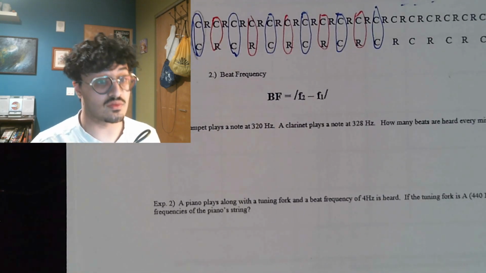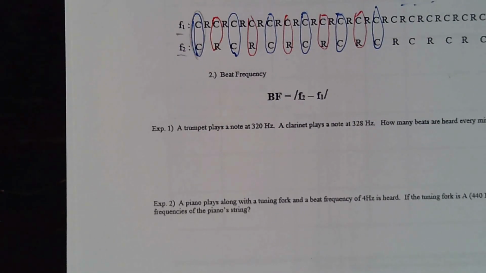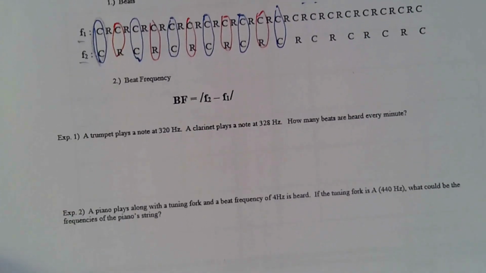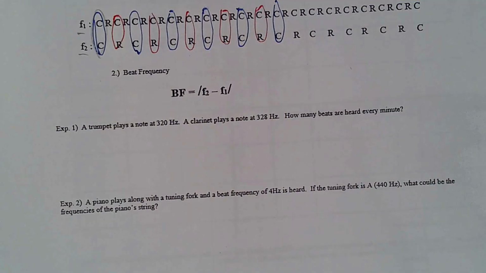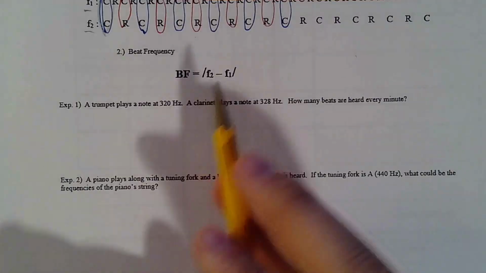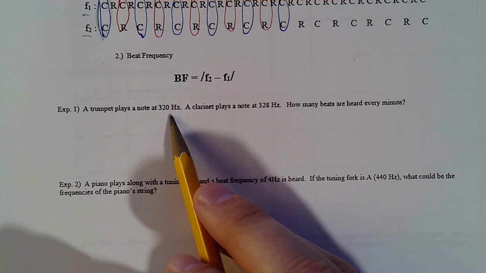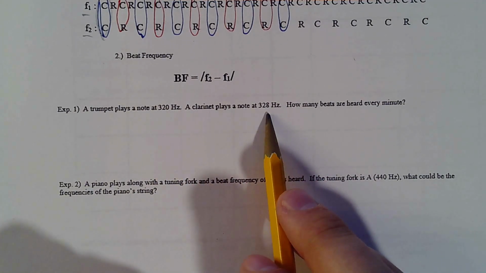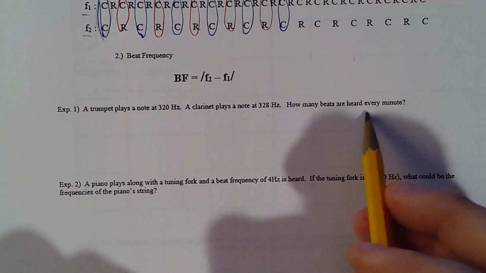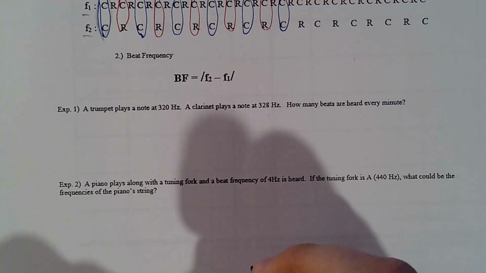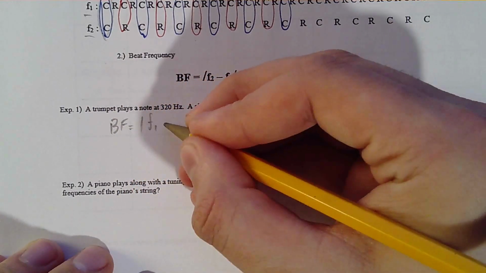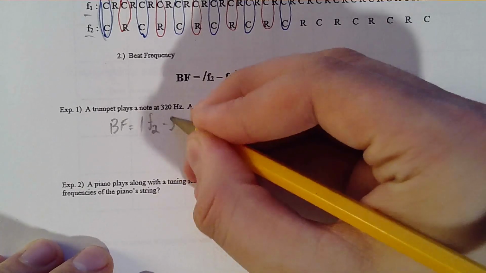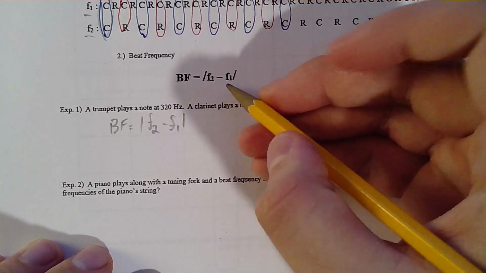This all comes into then the equation for this. We can come over here and look at this question. First things first, let's just briefly check up on this. We have a trumpet that's playing a note at this frequency, a clarinet playing a note at this frequency. We're asked how many beats are heard every minute. So the first thing we have to do is find that beat frequency. Our beat frequency is equal to the absolute value of frequency 2, I suppose, minus frequency 1. Note how these are the absolute values.